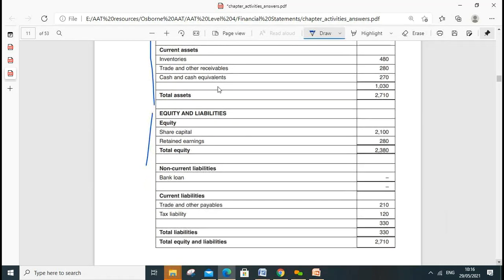I have one question, sorry. Sure. The bad debts. Yes. Yeah, bad debts are expenses. We can put them in the profit and loss account, but why adjust in the balance sheet?